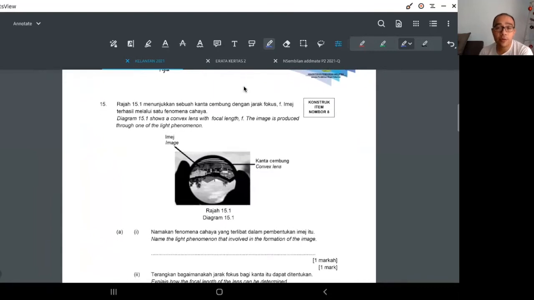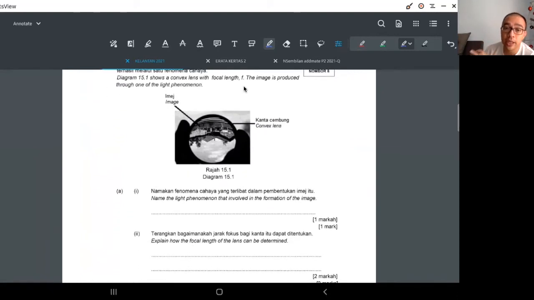So 15.1 shows a convex lens with a focal length of f. The image is produced through one of the light phenomena. So this is a lens question. Name the light phenomenon that is involved in the formation of the image. This will be refraction. We saw this just now in the first question. Mirror is reflection, pantulan, but lens is refraction.